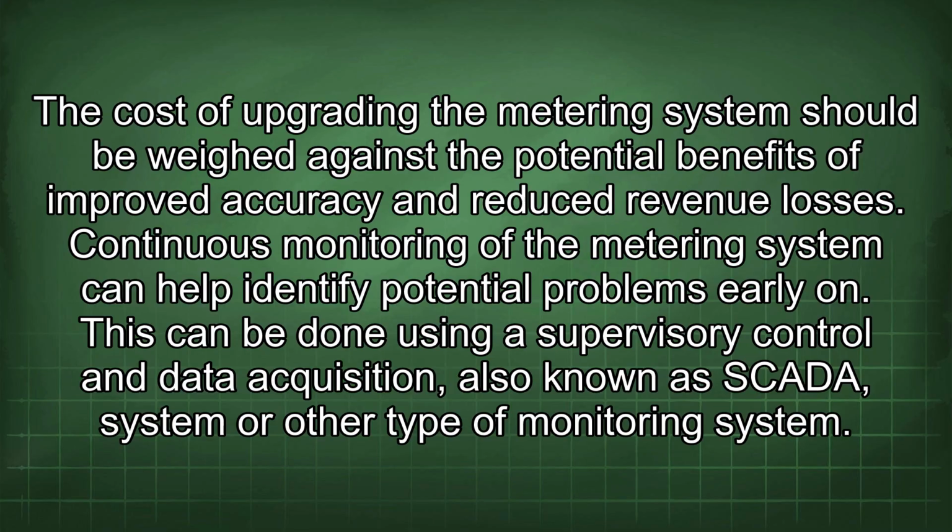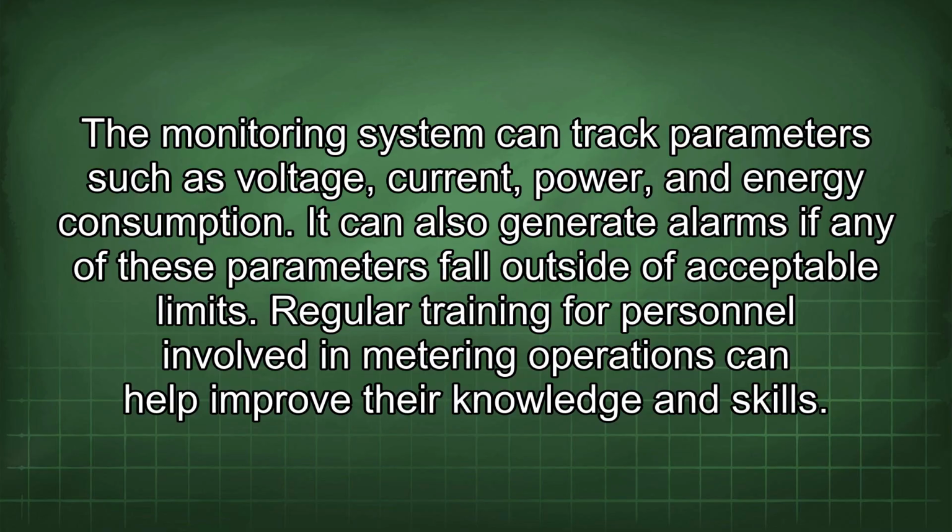Continuous monitoring of the metering system can help identify potential problems early on. This can be done using a supervisory control and data acquisition, also known as SCADA, system or other type of monitoring system. The monitoring system can track parameters such as voltage, current, power, and energy consumption. It can also generate alarms if any of these parameters fall outside of acceptable limits.